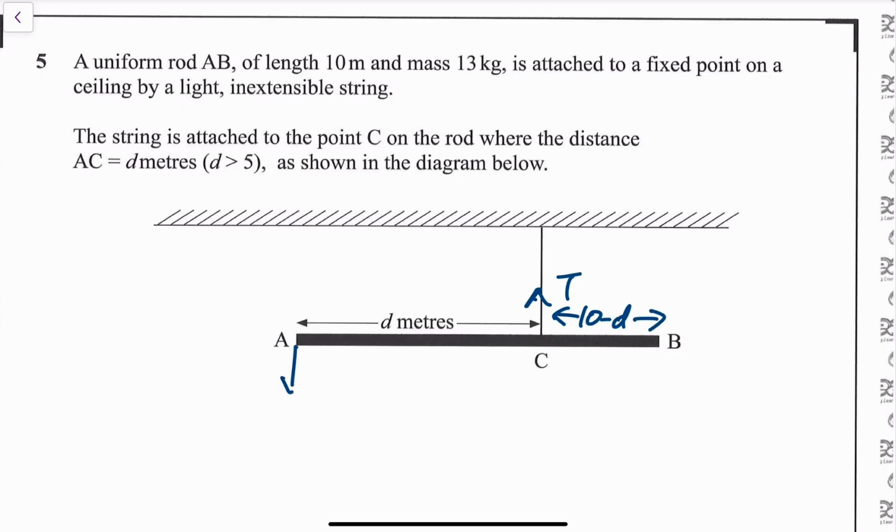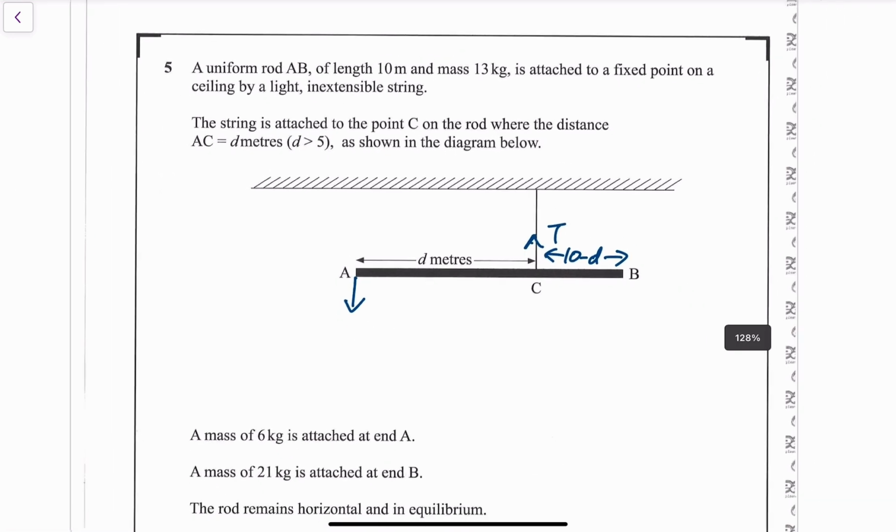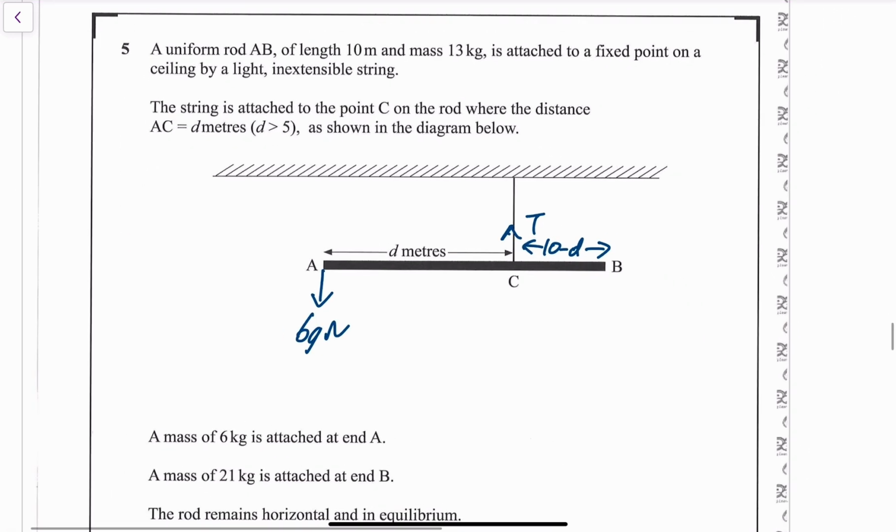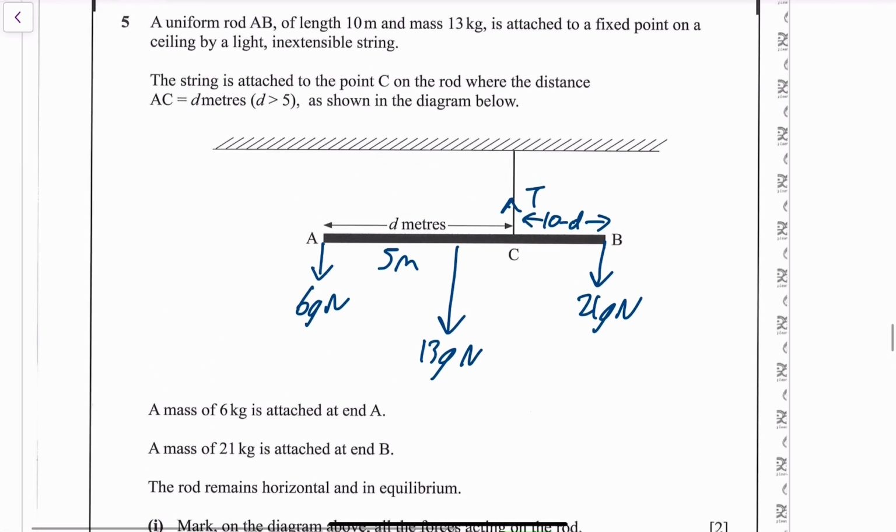Okay, and then at your A, you're going to have 16 newtons. At B, you're going to have 21 G newtons. Your centre of mass then, it's a uniform rod, you're going to have this, and that's going to be 5 meters because the length of it was 10. Okay, the rod remains in equilibrium.